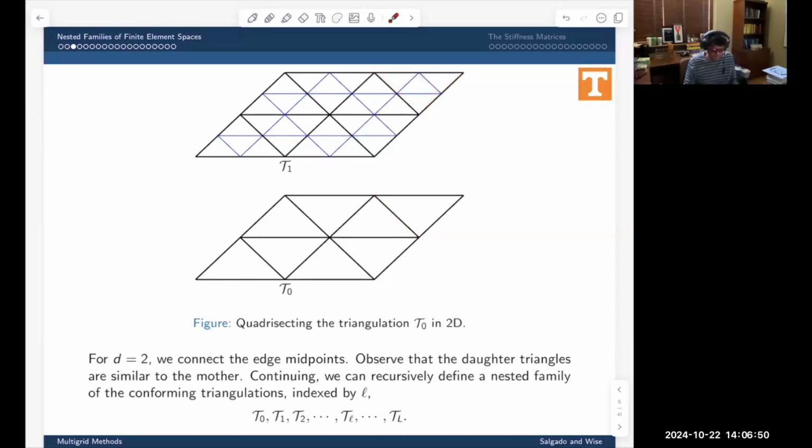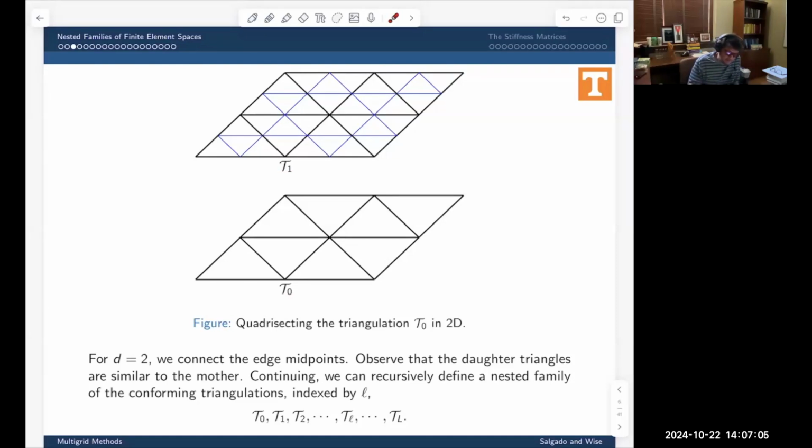Okay, so each parent creates 4 children. This is what's called quadrisection of a 2D triangulation. So T0 is this guy, T1 is here. If we continue this process, you can see that this can be done recursively.